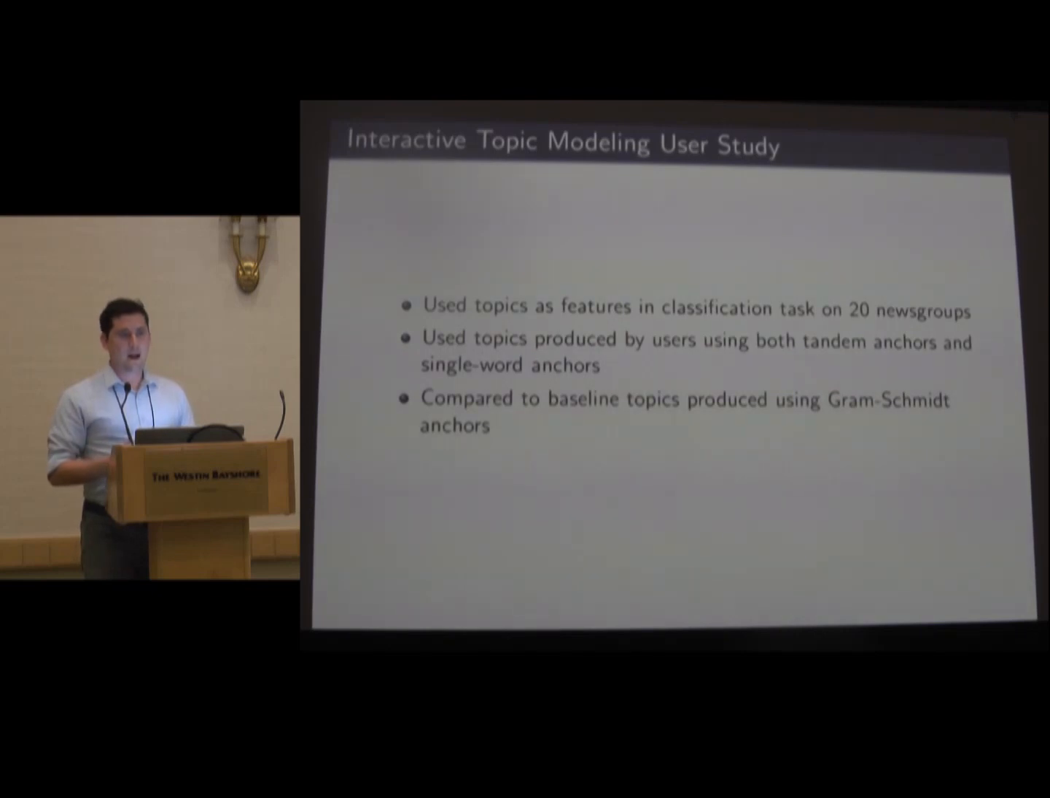We might not achieve state-of-the-art accuracy, but we're interested in the trend. If we can improve the accuracy, then we can argue that the topics better reflect the underlying data and that the users are actually able to accomplish the task of improving the topics and moving the topics in a direction they wanted to. So we're going to compare topics created both by tandem anchors and single word anchors.